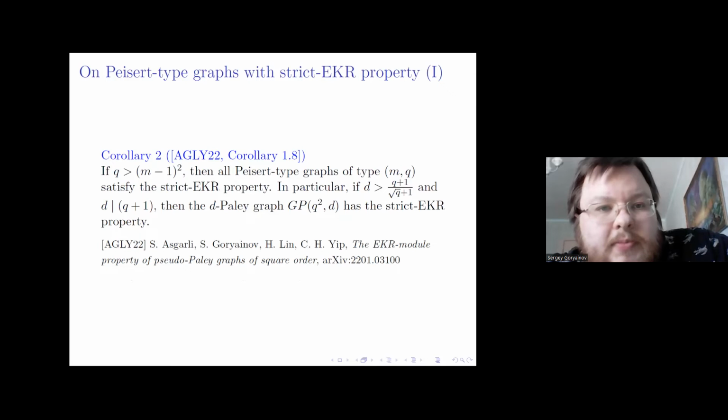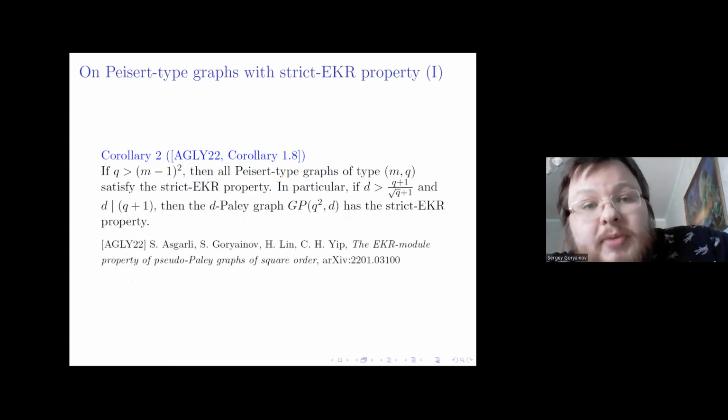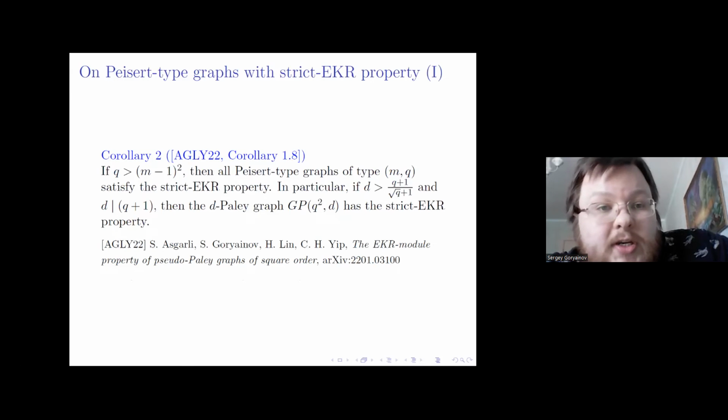Another corollary is as follows: if Q is greater than (m-1) squared, then all Peisert-type graphs of type MQ satisfy the strict EKR property. In particular, if D is greater than (Q+1)/(square root of Q + 1) and D divides Q+1, then the D-Paley graph, GP(Q squared, D), the generalized Paley graph, has the strict EKR property.